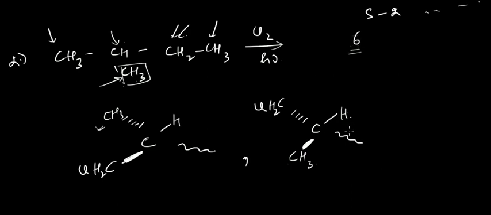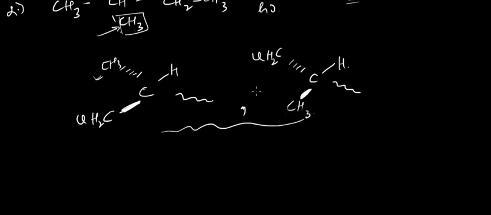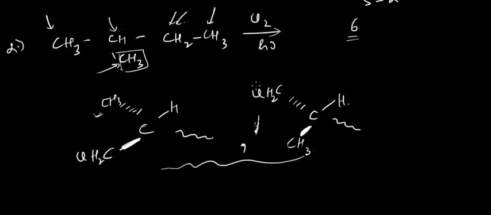Okay, so we found 2 enantiomers. This is one of them, and another at this carbon atom. So we get 2 enantiomers, so 2 into 2 is 4, and 5 and 6 here.